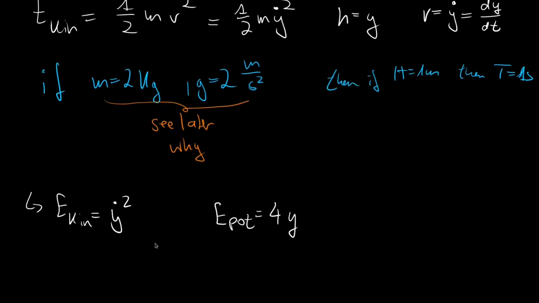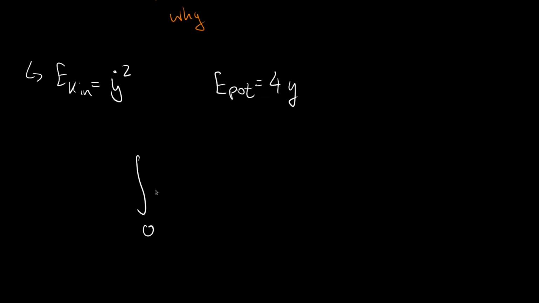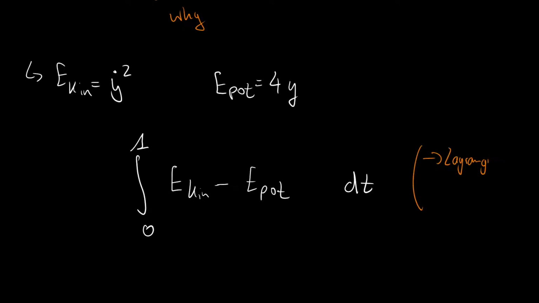And now let us introduce something that might seem a little odd at first. We will take the integral from 0 to 1 over the time, which is the time when we are in air. Inside this integral, we will be subtracting the potential energy from the kinetic energy. In case you've seen this before, this is Lagrangian mechanics. It's not necessarily relevant for the sake of our argument here, but I just wanted to give the link in case you've heard of it.